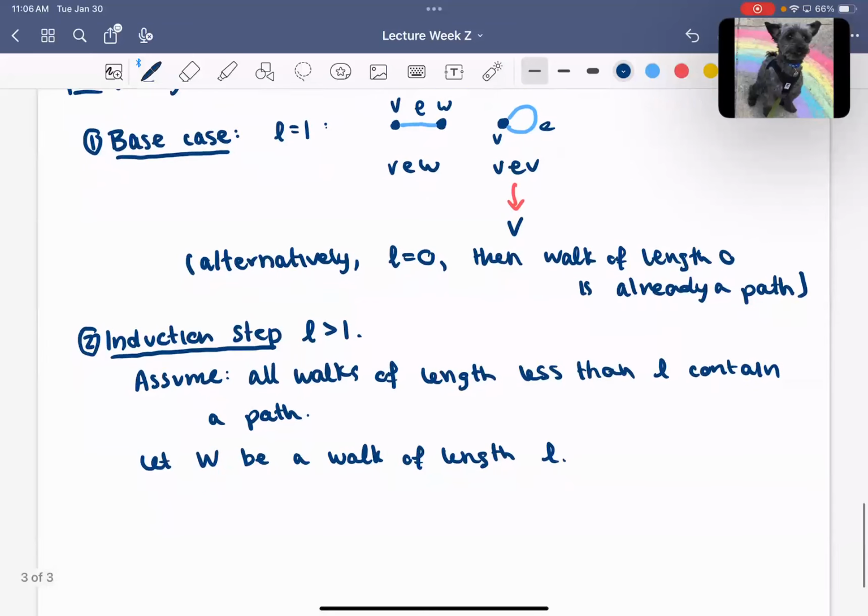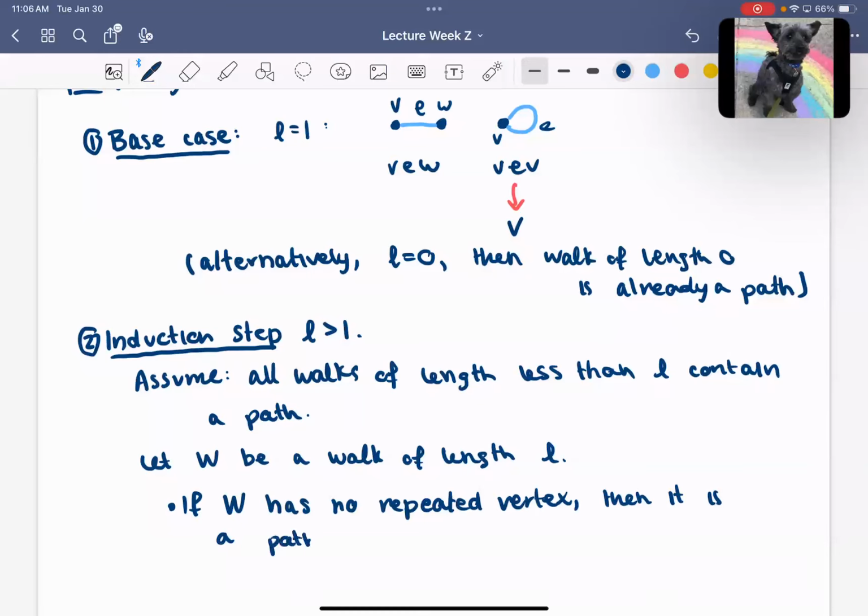So if W has no repeated vertex, then it is a path. So we're done, okay?